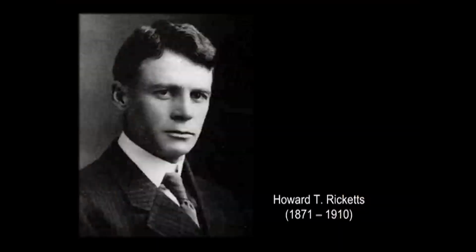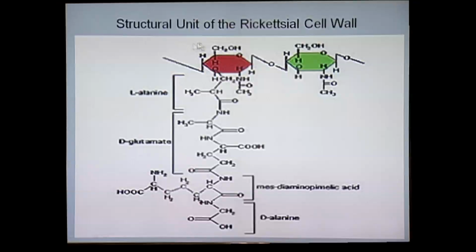And this rickettsia is pathogenic in nature. It was denoted by rickets. It causes influenza or typhoid-like symptoms in the human body. So it is highly pathogenic. This is the typical structural unit of the rickettsial cell wall.